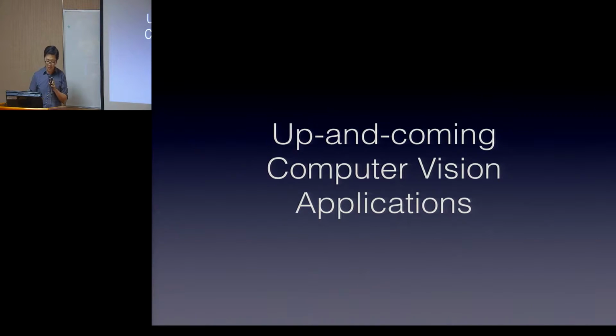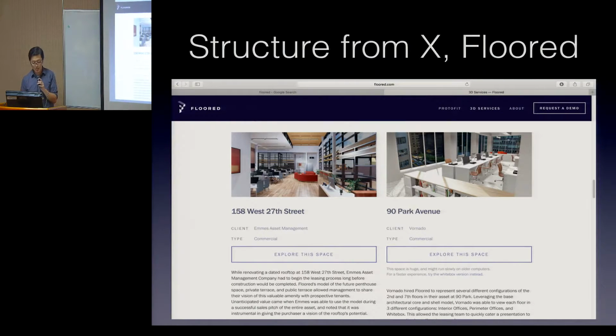So here are some of the up-and-coming, still maturing computer vision applications, including a structure from motion type called Floored. It's a startup in New York City. They go in, take a camera, take a video of the upscale apartment, and do a 3D reconstruction with the help of some 3D artists, so that the super rich billionaires don't need to get out of their homes to view new apartments to buy.